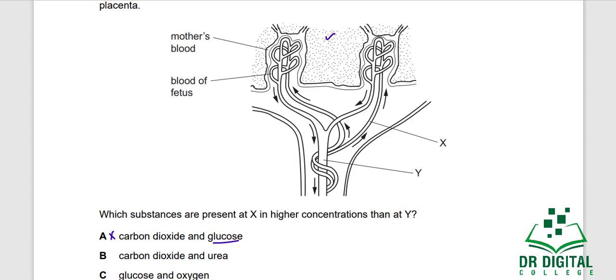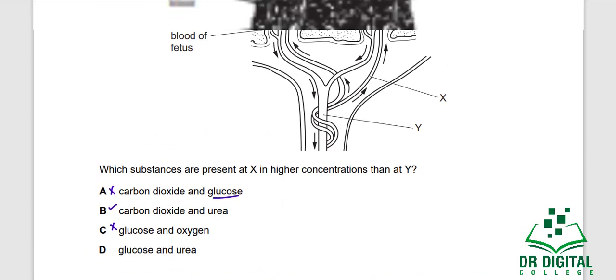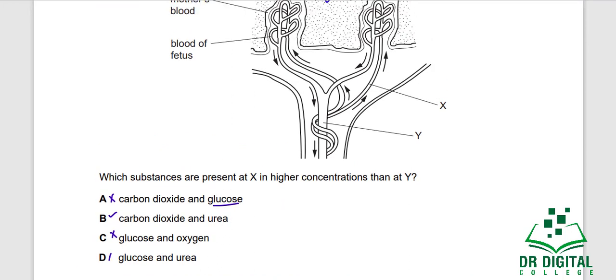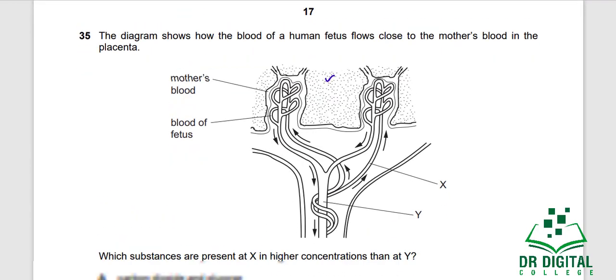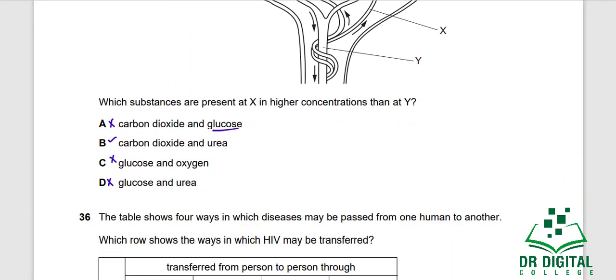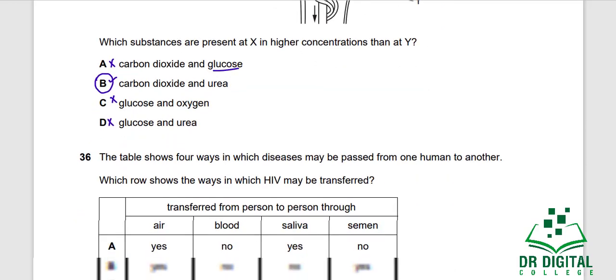Yes, the fetus is producing carbon dioxide as well as urea, which is to be removed by the mother blood. So both can be high. So B could be the possible answer. Glucose and oxygen, once again we have made glucose wrong. So glucose and oxygen both cannot be more. In D, glucose and urea. So glucose we have already done wrong. So the correct answer for question 35 is the B answer, because carbon dioxide and urea both are being removed by the mother blood. They are produced by the fetus and they are being removed by the mother.